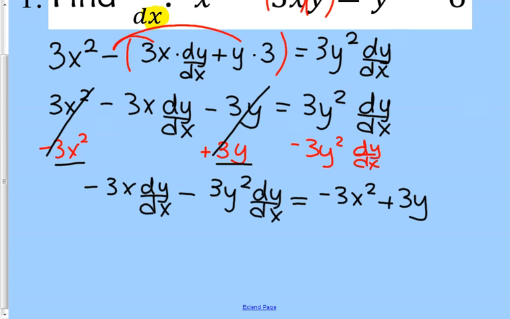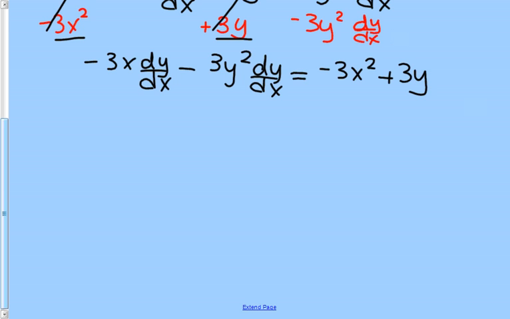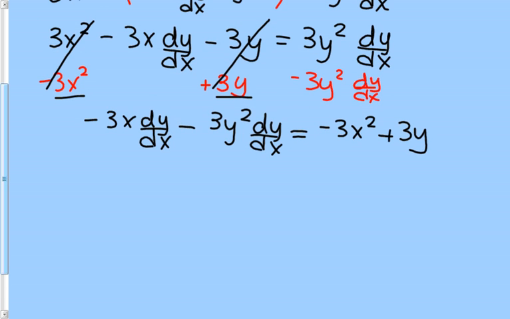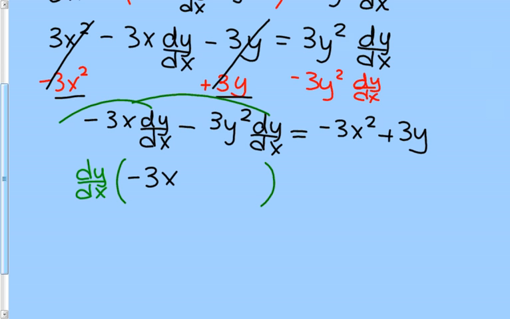Okay, so next, isolate the dy dx. You need to get the dy dx alone. So in order to do that, both of these terms have a dy dx in common. So this is the common factor. So we're going to pull the dy dx's out. Right, so dy dx, and then in here is what I have left over. So negative 3x minus 3y squared. And that equals negative 3x squared plus 3y.